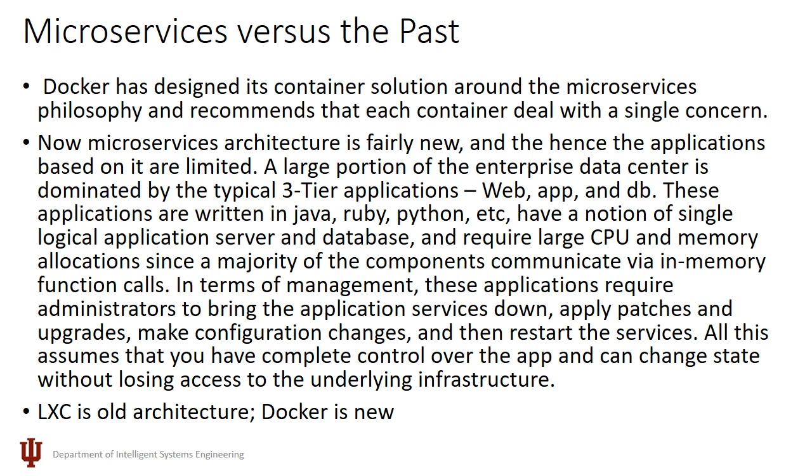It's important to understand why this is so different from past years. Docker has designed its container solution around microservices as a philosophy and recommends that each container deal with a single concern. So this means that we are not developing a container, for example, to host a database A and then do another function B and then do a third thing C. They just simply say, host this here in this container, and then your containers talk to each other. So there is a single concern with the container, so we can combine containers and bring them together and put the application in a nice networked environment.